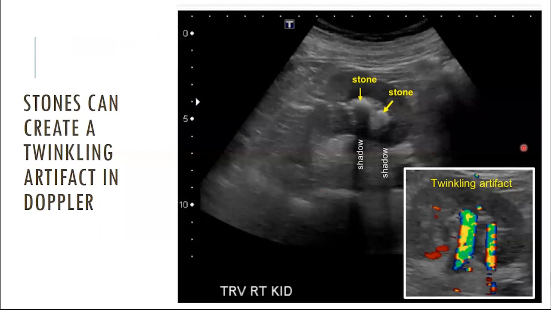If you turn your Doppler on, you can actually get a twinkling artifact. What's happening is not that there's blood flow behind those stones, but because of the hardness of the stone, the more rough the stone is, the more you'll see this artifact. And it makes the Doppler appear as if there's very turbulent flow, but it's just an artifact from the kidney stone itself. And so you wouldn't necessarily see this twinkling artifact if it was a cyst or something else.